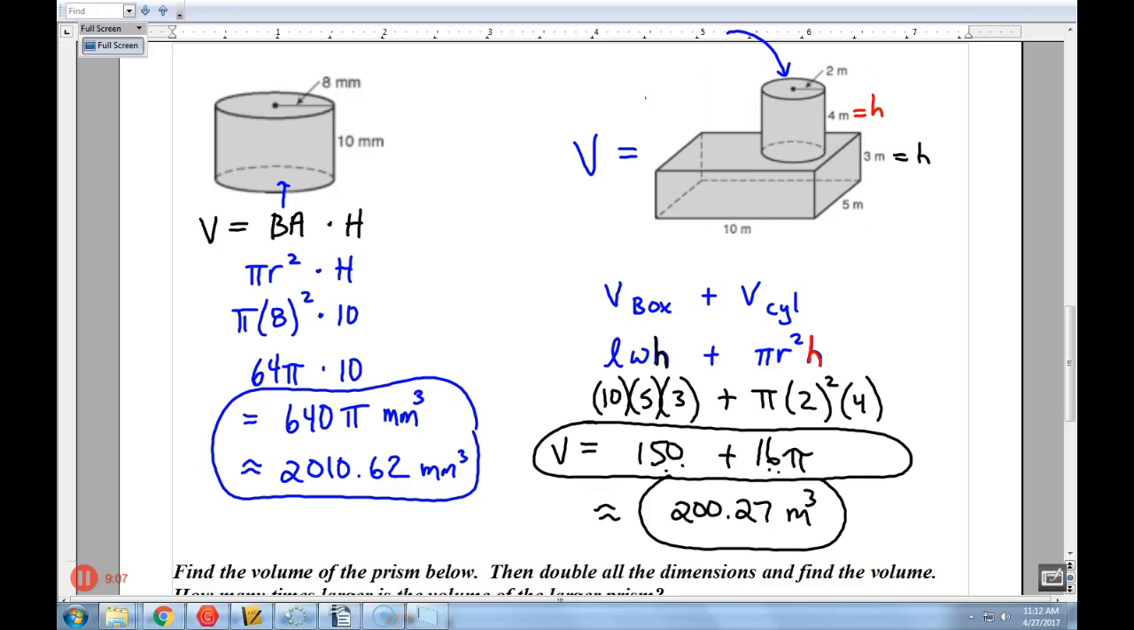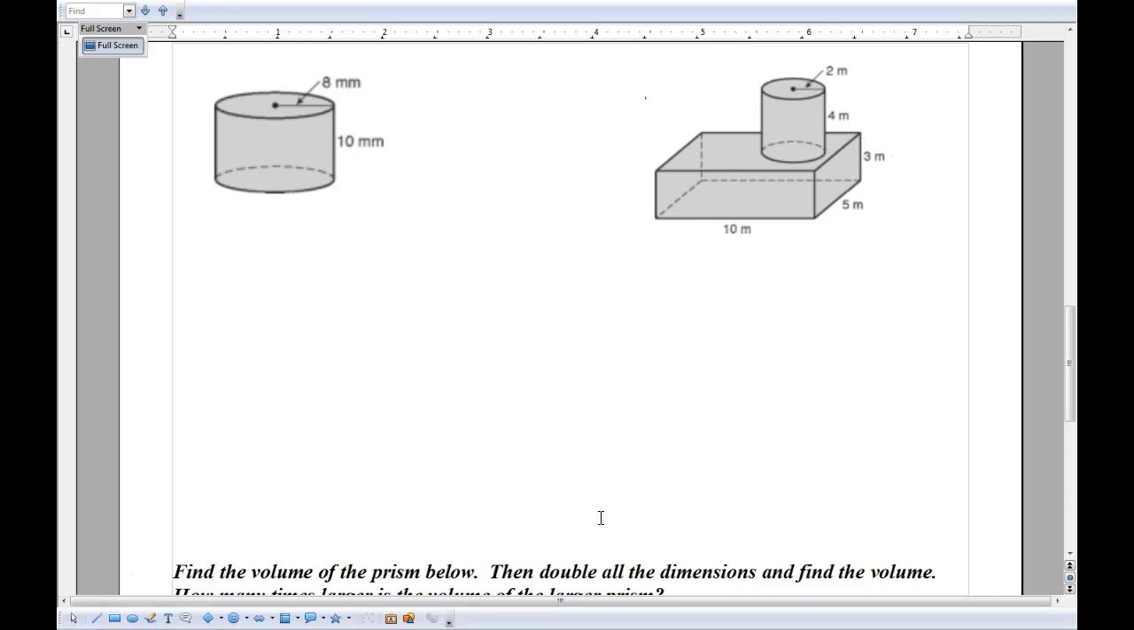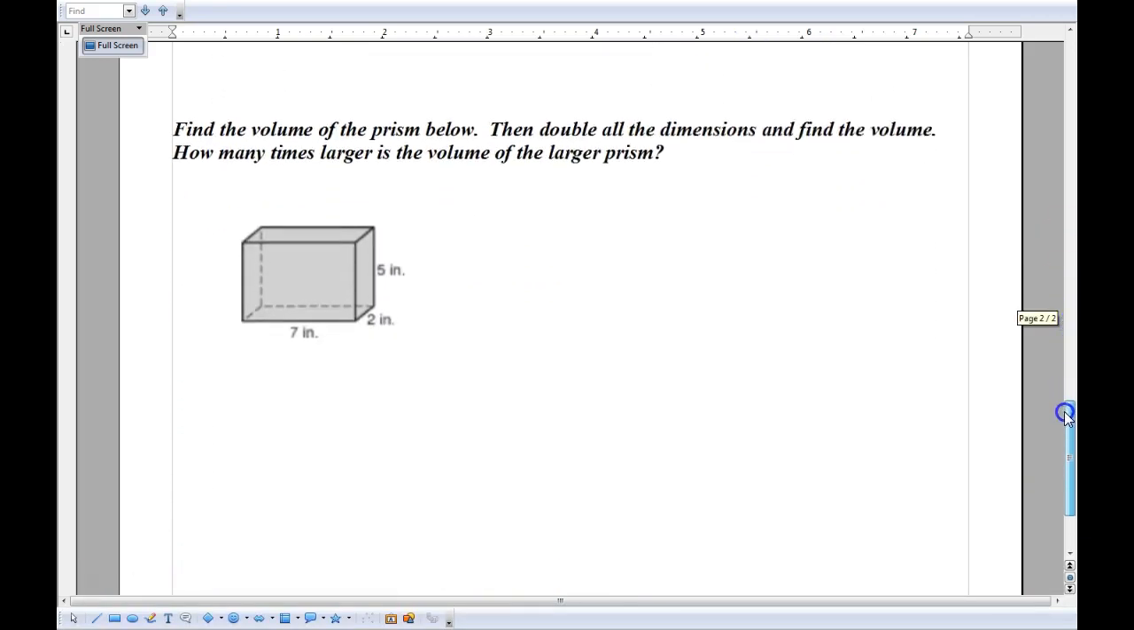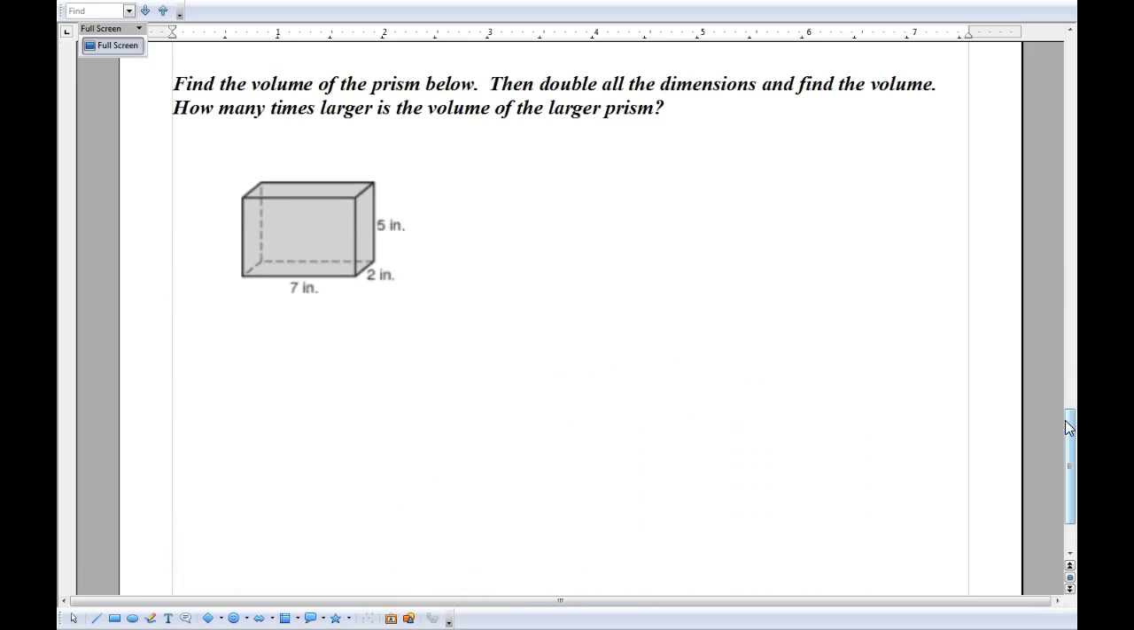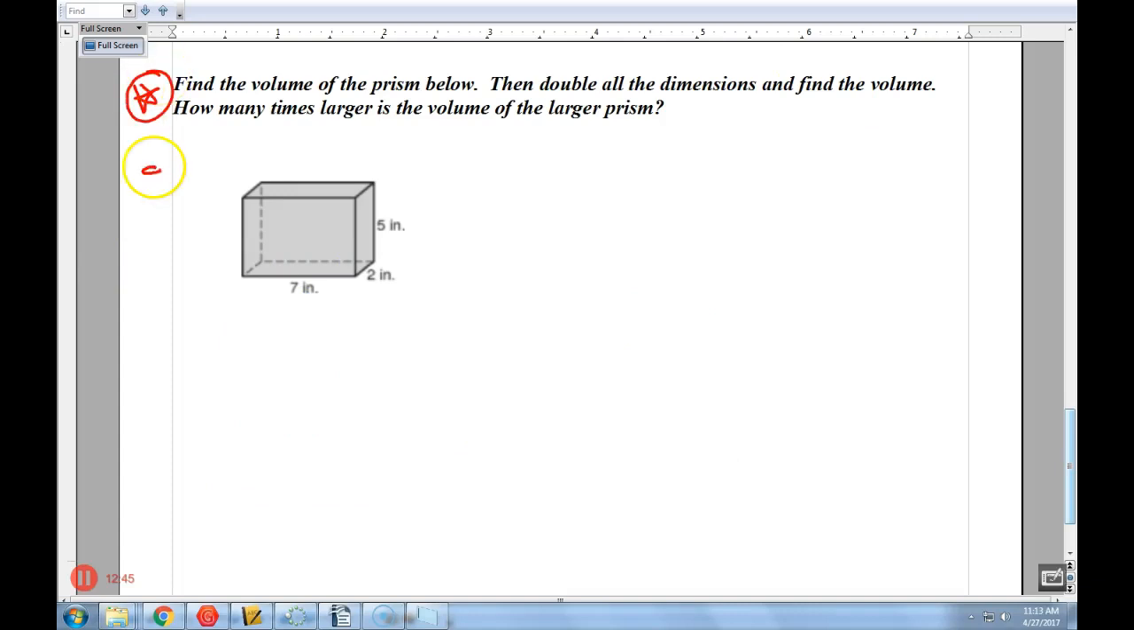Alright, let's keep on going and move on down. And this is kind of a bigger concept here, so I want to highlight this because this is often tested and it's a big idea. Maybe I'll put a little light bulb looking thing there.